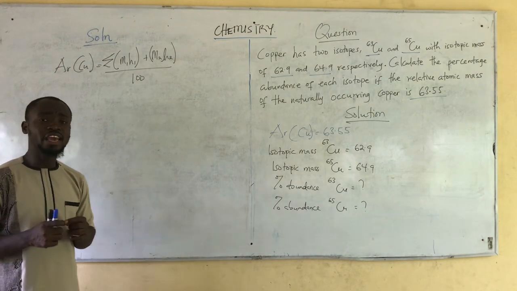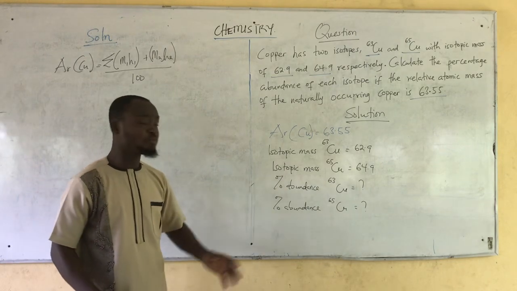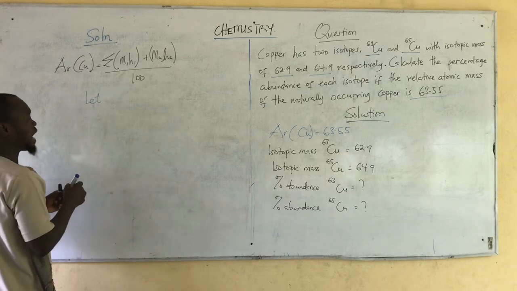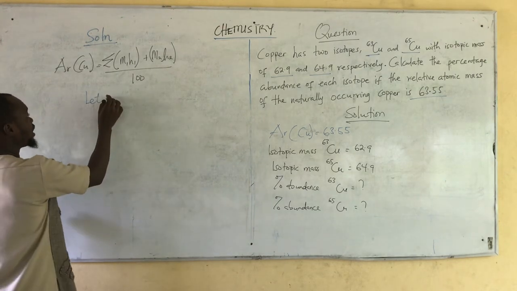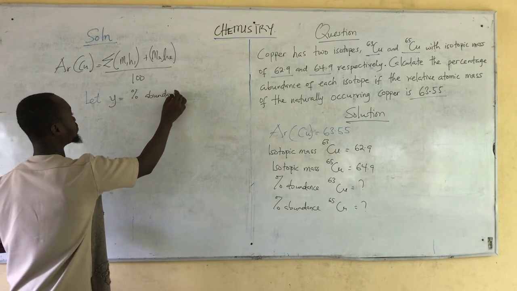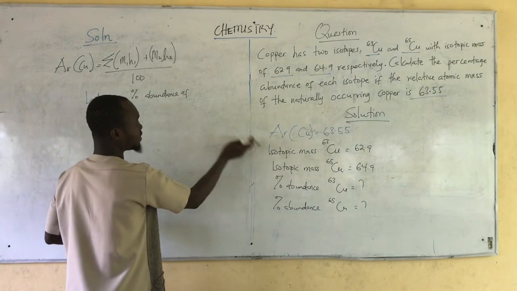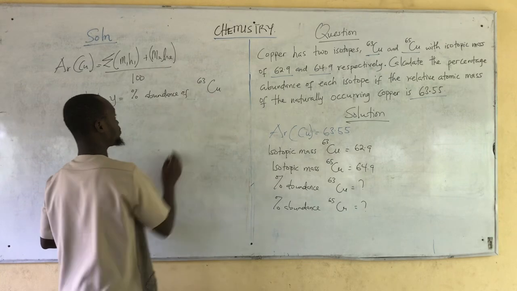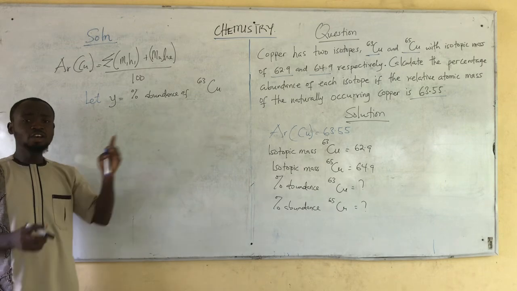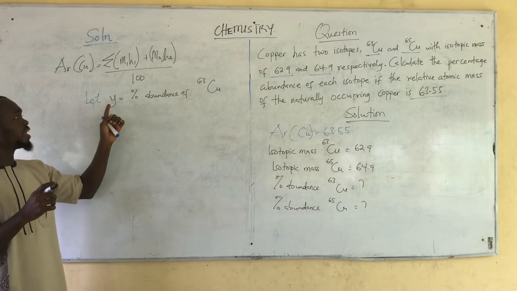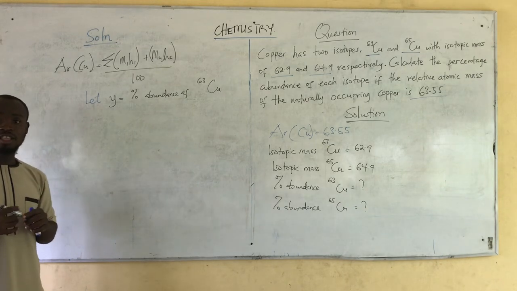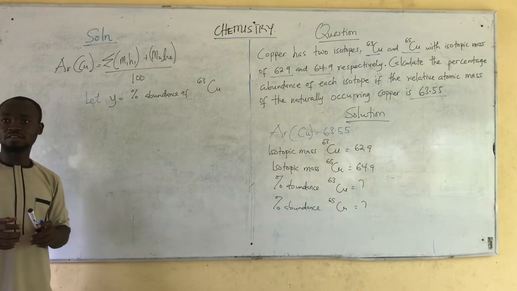So first of all, we indicate the abundance of any of them with a variable. So we say that let y, or any variable, so let y be equal to the percentage abundance of, let's take copper 63. So let y be equal to the percentage abundance of copper 63. Is that okay? So if the percentage abundance of copper 63 is y percent, then what will be the abundance of the second one? Is that okay? What will be the abundance of the second one?